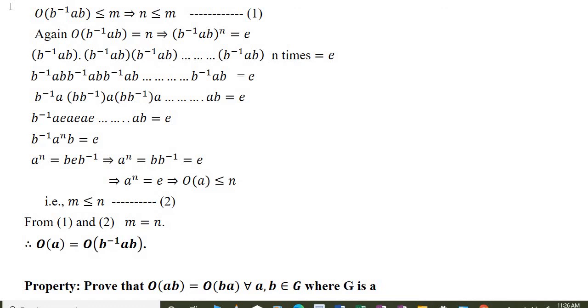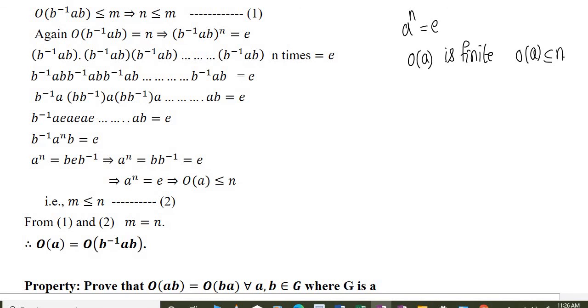So A power N equals E means order of A is less than or equal to N. Already I told you, whenever we get A power N equals E, we can say that order of A is finite and order of A is less than or equal to N. But we know that order of A is M. So M is less than or equal to N. This is equation 2. From 1 and 2, we can say that M equals N. But M is the order of A, N is the order of B inverse AB. That's why this theorem is completely proved.